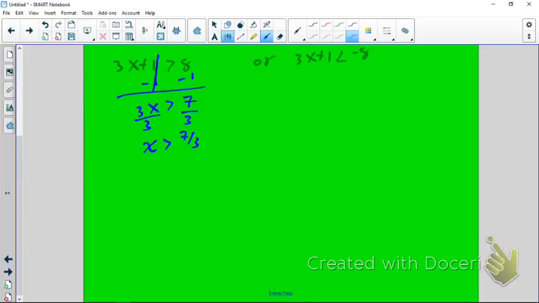How does that look like in a number line? I'll put -1 here, I put 0, and I put 7/3 here, and it's strictly greater than, so it's an open circle, and it's everything to the right. Okay, the interval notation for it is going to be parentheses 7/3, comma, all the way up to +infinity. Let's look at the next one.